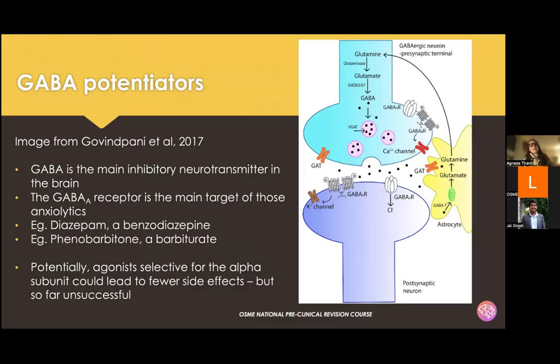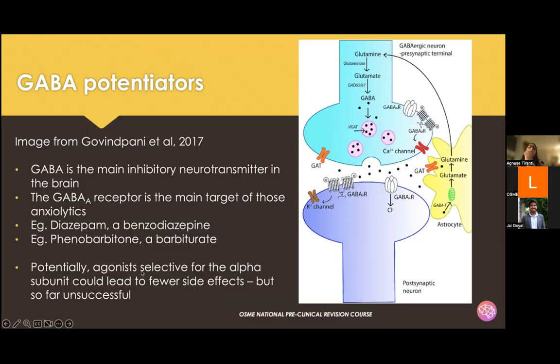Starting from GABA potentiators. GABA is an inhibitory neurotransmitter. GABA A is the target of the anxiolytics. There's a range of GABA receptors like GABA B, but GABA A is the main target. I remember it because A for anxiety. Examples are diazepam, which is a benzodiazepine, which potentiates GABA A, and phenobarbital, a barbiturate, which similarly also stimulates GABA channels.